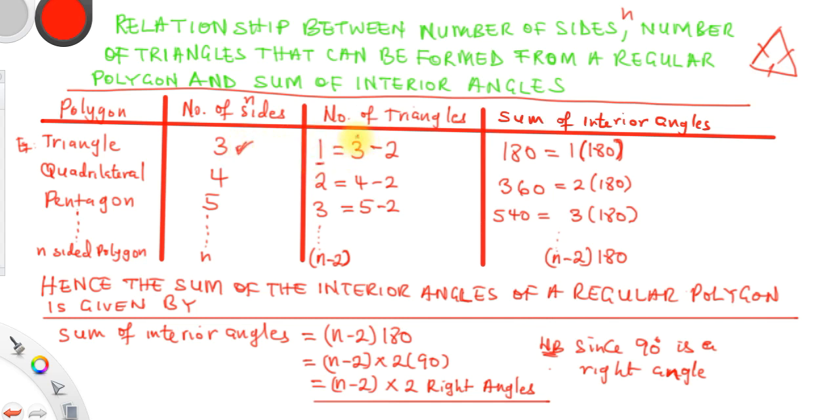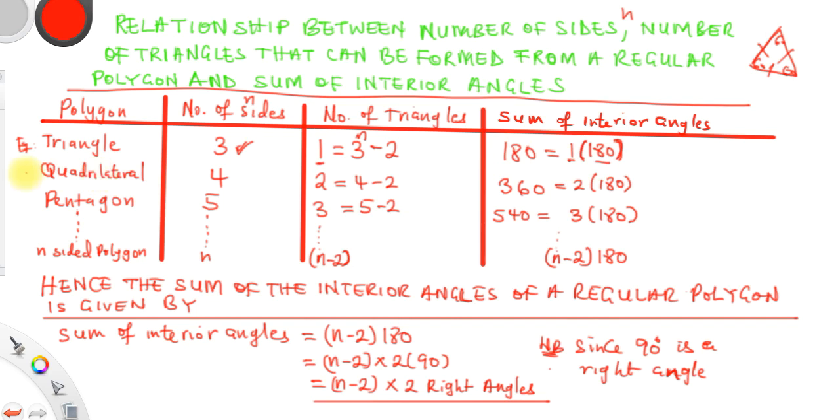This is the number of sides. The number of sides minus 2 will give us this. And the sum of the interior angles is 180, so this is 60 plus 60 plus 60, we get 180. So we get 1, and 180, the same as 1 times 180. We want to deduce something.